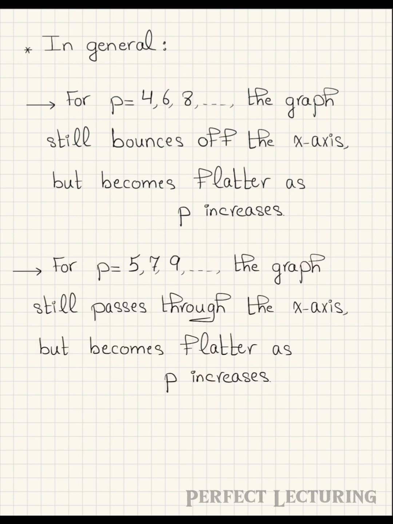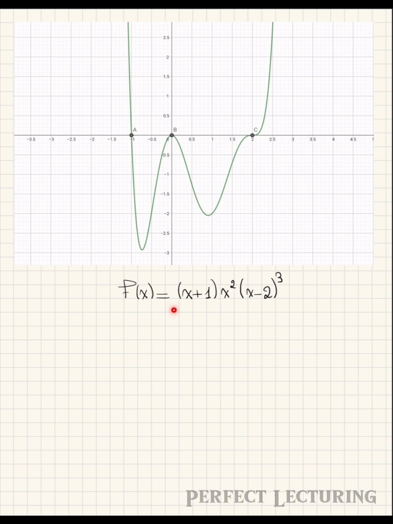Similarly, if p is 5, 7, 9, etc., again the graph will pass through the x-axis, but it becomes flatter and flatter as p increases. Let us now see some examples. This is the graph of f of x equal to x plus 1 into x squared into x minus 2 to the power of 3.